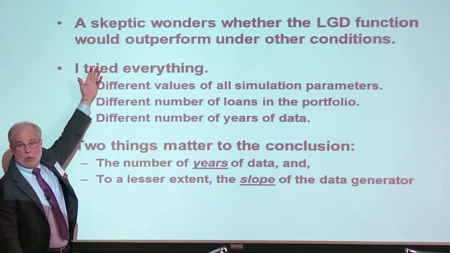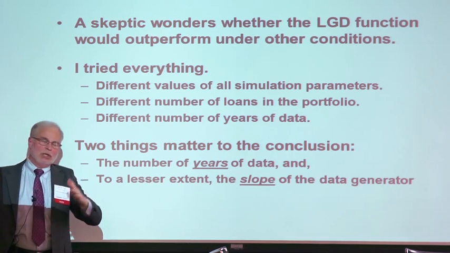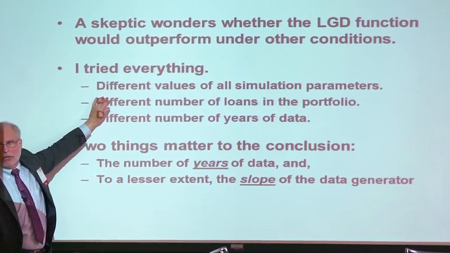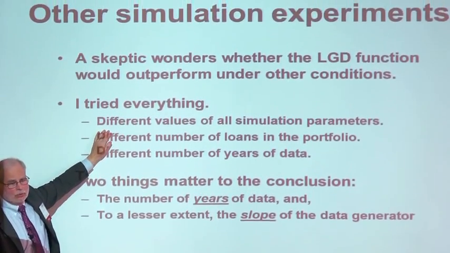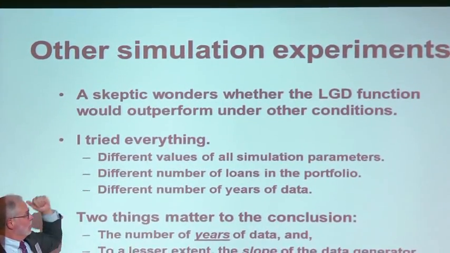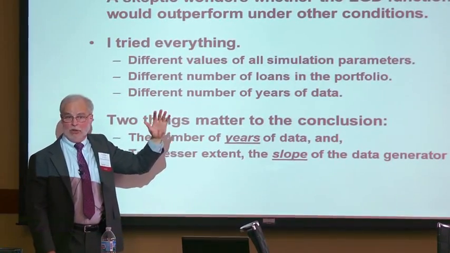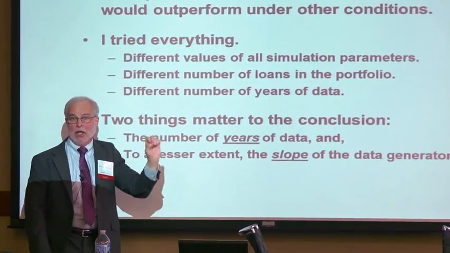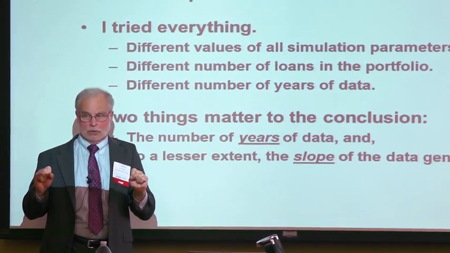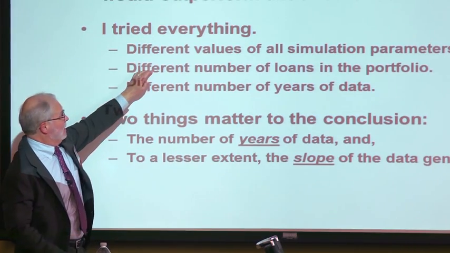So you might wonder, what if the control variables were different? Different PD, different expected LGD, different slope of the data generator. I tried all that. I changed every one of the control parameters over a wide range. You can see charts of how that comes out in the article. The number of firms in the loans in the portfolio, I made a big deal of how that adds randomness. You might think that an infinite number of loans instead of 1,000 would solve your problems. Turns out it doesn't. That doesn't help.